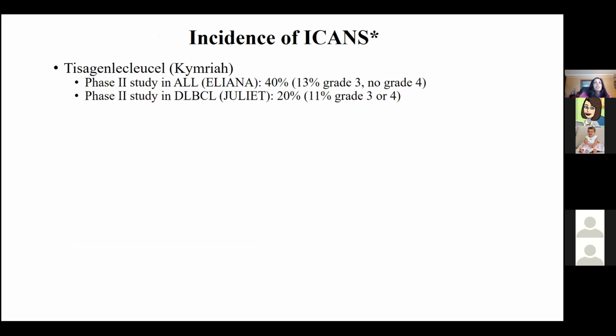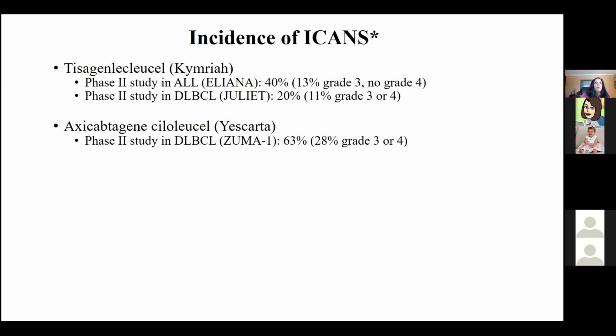So what is the incidence in all of the clinical trials I've mentioned so far for one of the CAR T cell products in ALL and leukemia? It was about 40% in that trial. 13% of patients had grade 3. There was no grade 4. In the DLBCL, the lymphoma trial, 20% of patients developed ICANS, 11% had grade 3 or 4.